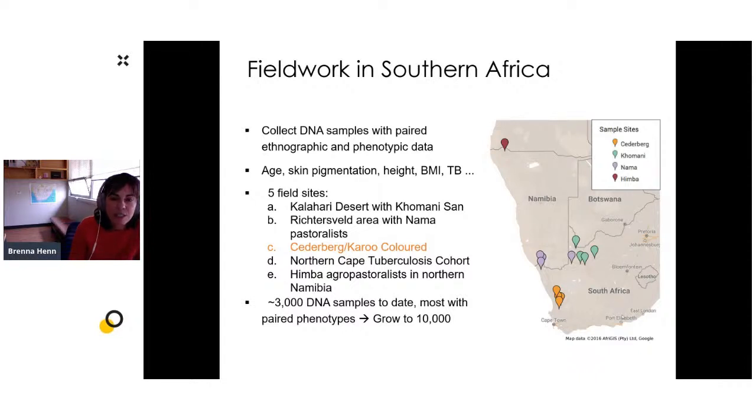And to date, we've collected about 3,000 DNA samples from Southern Africa. And right now we have this very ambitious goal of growing this to over 10,000, partly through our tuberculosis cohort, but then also doing these smaller ethnographic based studies as well.